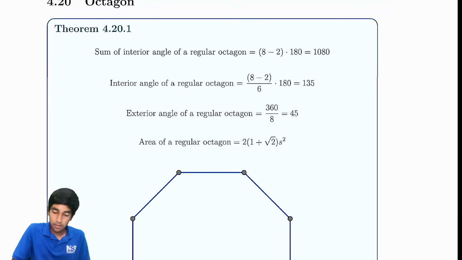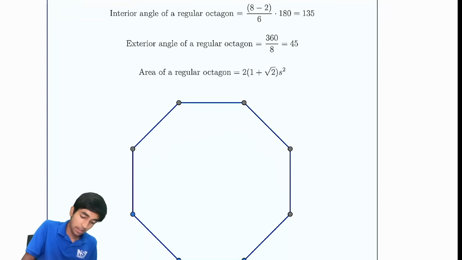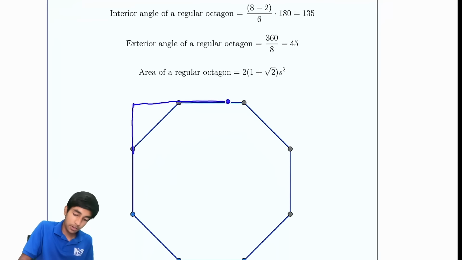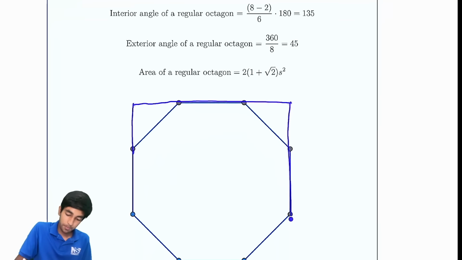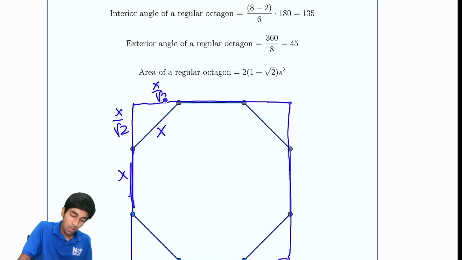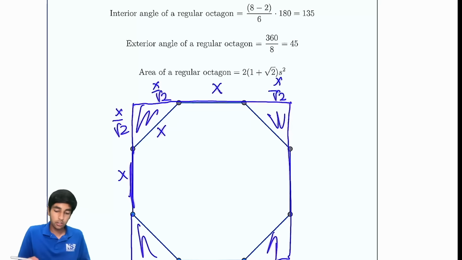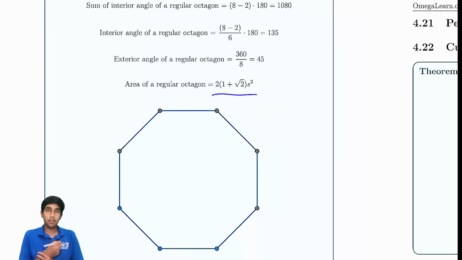Okay, octagon. Again, these are just derived from our angle chasing formulas. It's a pretty neat proof, which I talked about in more detail in the polygons video, but if you're just reviewing, here is what it was. Basically, this is x, then this is x over root 2, x over root 2, and similarly here. So now we just find the area of the square and subtract the area of these triangles. You can memorize this if you want, but it's not hard to rederive.